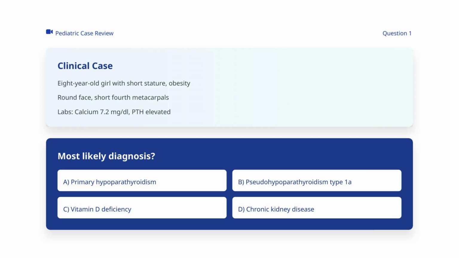An 8-year-old girl presents with short stature and obesity. She has a round face and short fourth metacarpals. Laboratory tests show calcium 7.2 milligrams per deciliter with elevated parathyroid hormone. What is the most likely diagnosis? Option A, primary hypoparathyroidism. Option B, pseudohypoparathyroidism type 1A. Option C, vitamin D deficiency. Option D, chronic kidney disease.